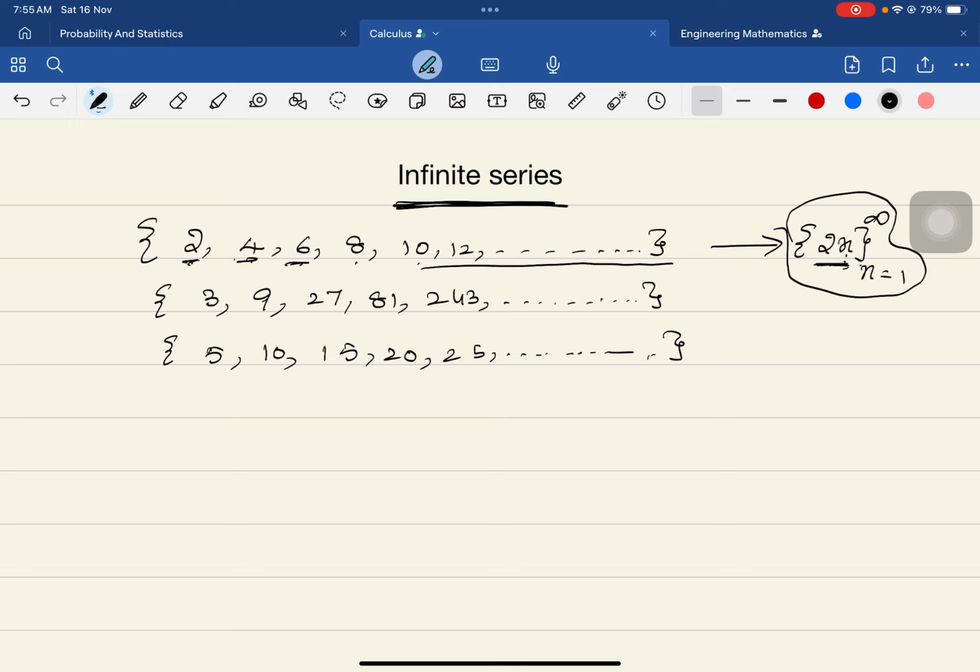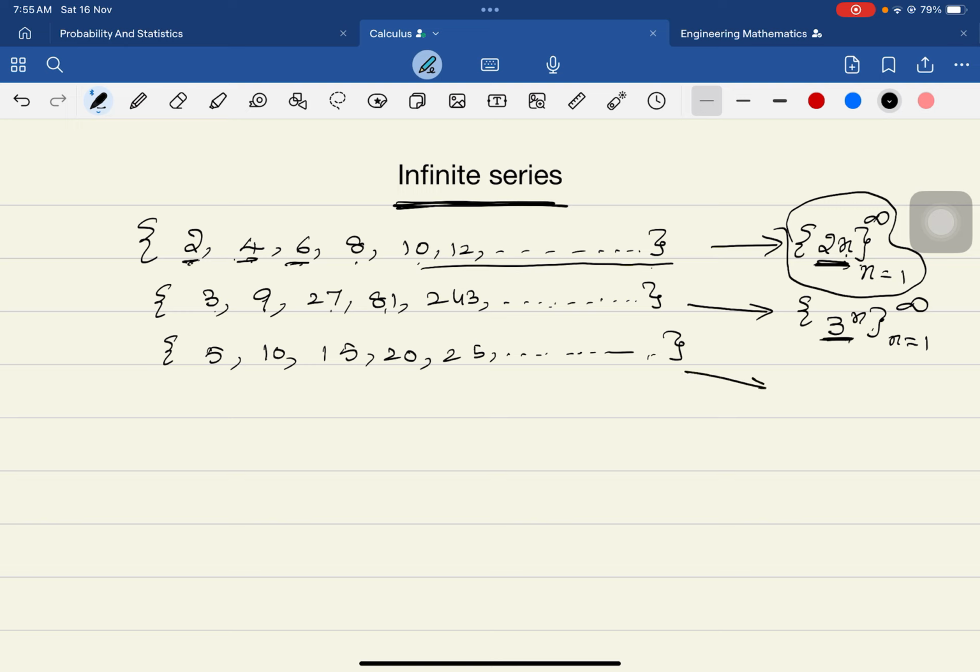Now let us see what is the formula hidden in this one. It is 3 power 1, 3 square, 3 cube, 3 power 4, like that. So the hidden formula is 3 power n, where n is equal to 1 to infinity. Even if I ask you what is the term for n is equal to 100, you can immediately calculate and tell. Even for n is 1000, you are able to tell. So this formula is nothing but the function inside this hidden sequence.